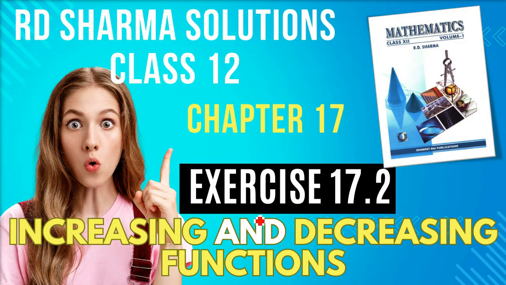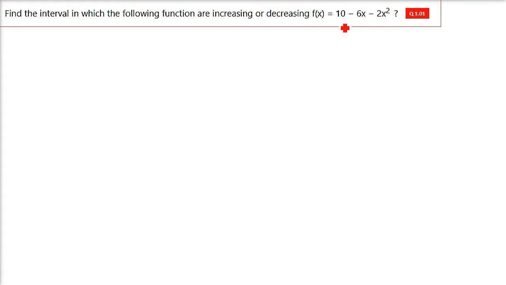This is class 12th RD Sharma solution. We are taking increasing and decreasing functions. Exercise is 17.2, chapter is 17. Now, in any of the questions which we are discussing, there are certain things which will be used in all of the questions which are coming. So before going to the question, let us take the concept.